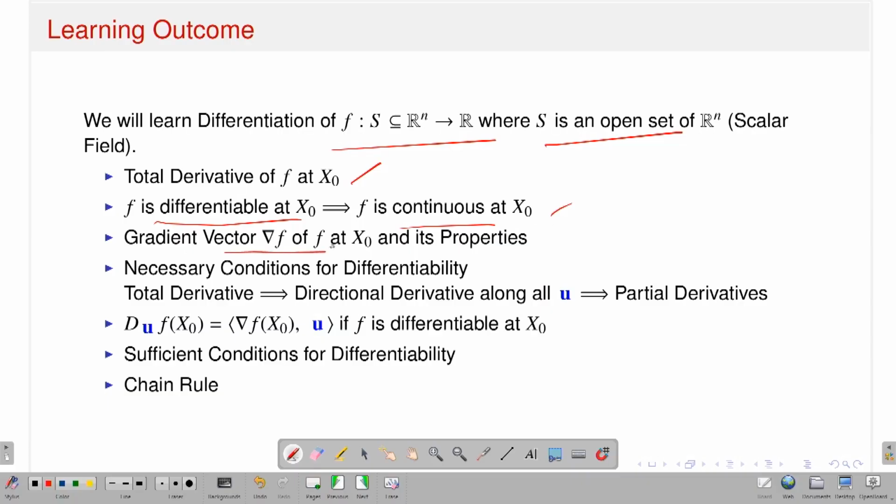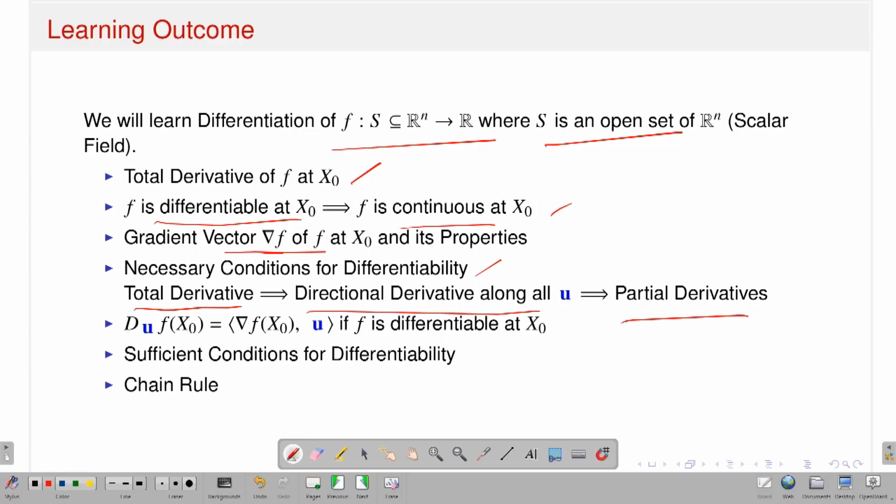Then I will talk about the gradient vector, once I have the notion of total derivative, grad of f at x naught and some of its properties. Then I will give some necessary conditions for differentiability. As I said, just the existence of partial derivatives and directional derivatives will not allow you to talk about the existence of the total derivative. There are certain conditions, called sufficient conditions. Necessary conditions: if I have the total derivative, then what can I say? As I said, the existence of the total derivative implies the existence of directional derivatives in all directions, and that means partial derivatives exist.